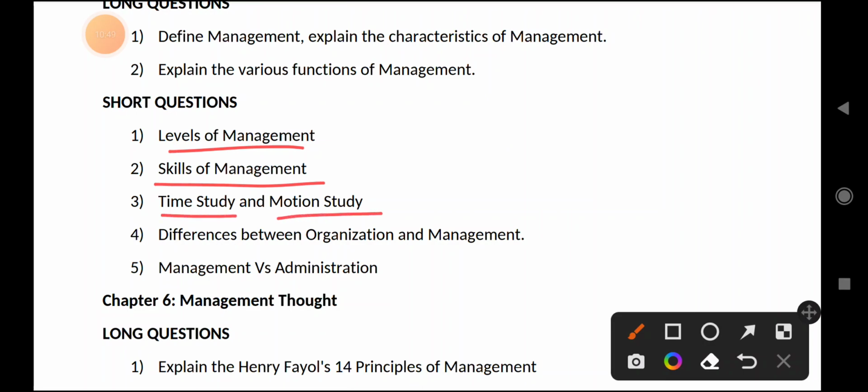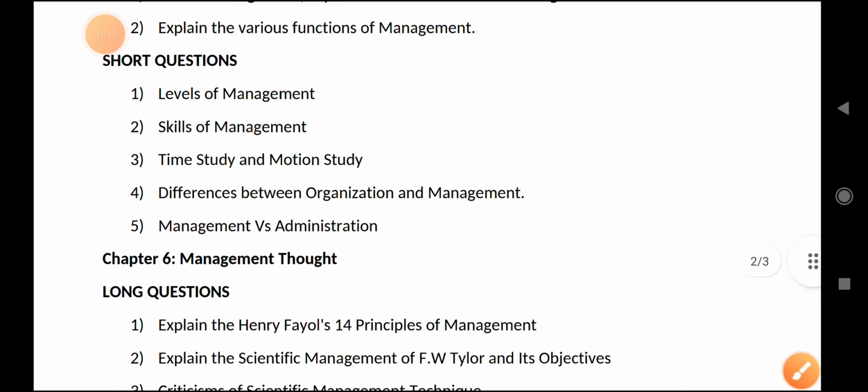Time study, motion study. Difference between organization and management, management versus administration. Generally management and administration, people will think one and the same, but administration is different from management. Okay, in management, administration is one of the functions, right?